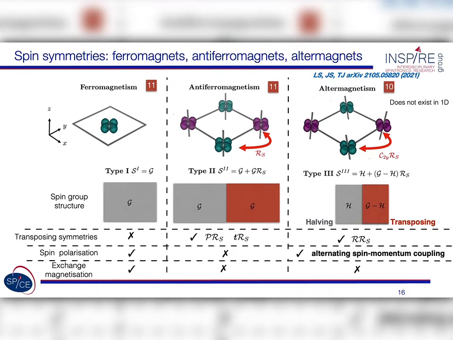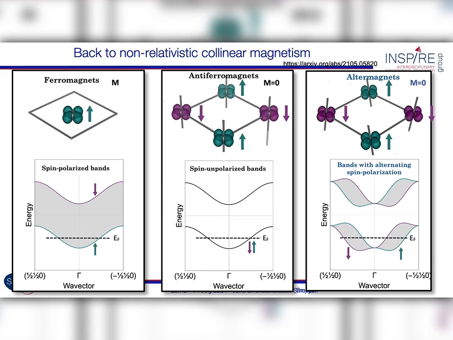that transposes one sublattice into the other, you are going to end up with what is called an altermagnet, which allows for alternating spin-momentum coupling. This means that in terms of the band structure, in the ferromagnets you have the normal splitting of the bands, up and down. In the normal antiferromagnets, where RS, the spin flip symmetry, is a symmetry, you just have spin degeneracy per band. And in the altermagnets, the bands have alternating spin polarization, split in one direction and opposite in the other, because you still have the antiferromagnetic order, meaning that M equals zero: the total magnetization is zero in this collinear altermagnet.